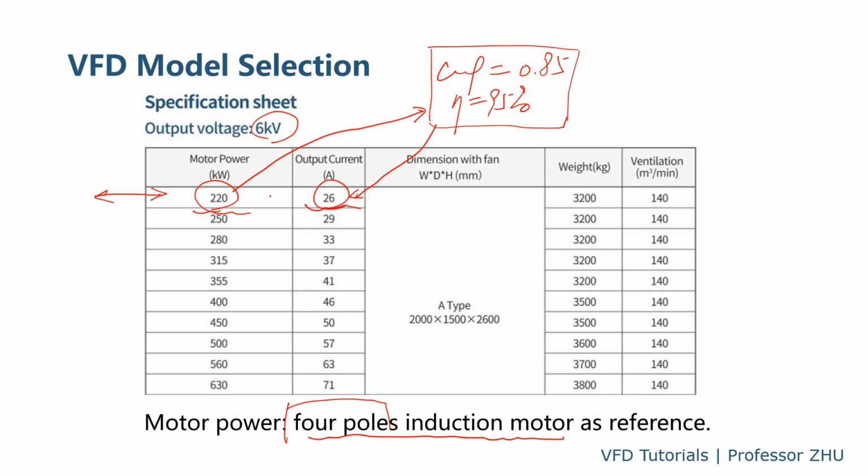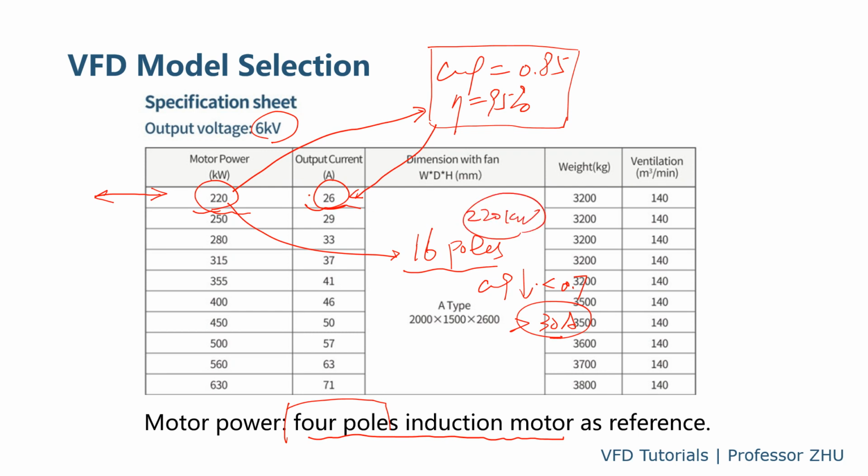Also, for example, if the motor is 200 kilowatt and this is a 16-pole motor, then for this special motor, the cosine phi will be much lower, maybe less than 0.7 or even lower. Then actually the current will be higher than 26, maybe over 30 amperes. So you cannot select 16-pole motors with this kind of guideline. Although the power rating of the motor is still 200 kilowatts, the current is much higher than 26. So maybe you need to size a larger drive. Okay, this current may be enough.